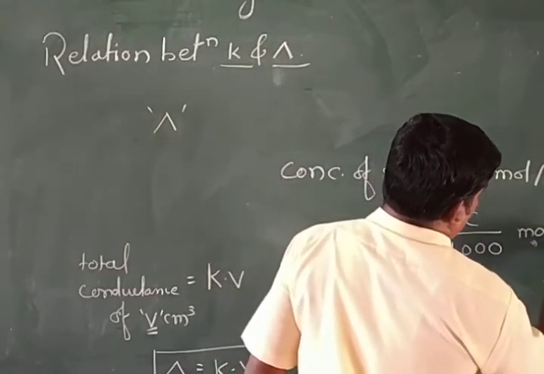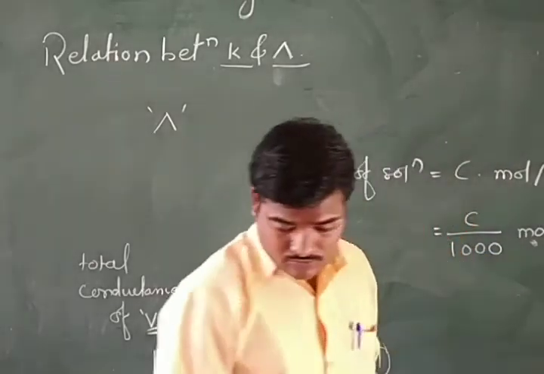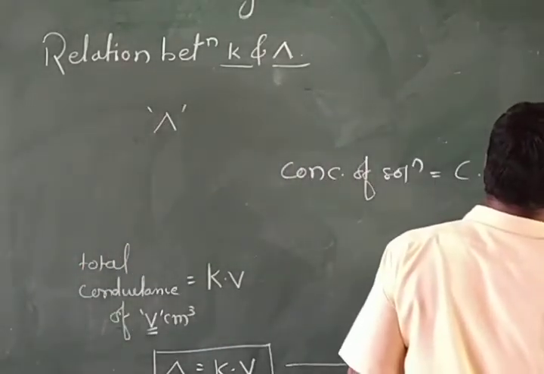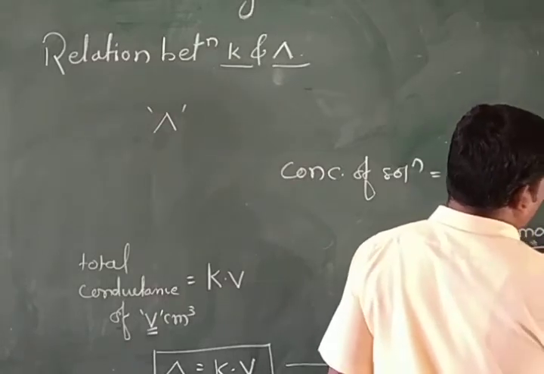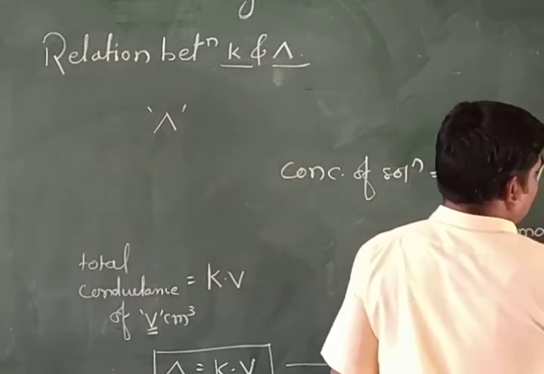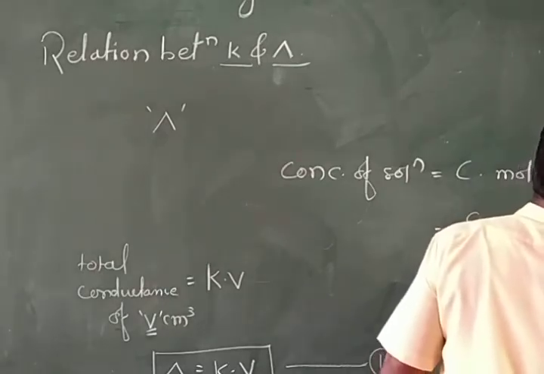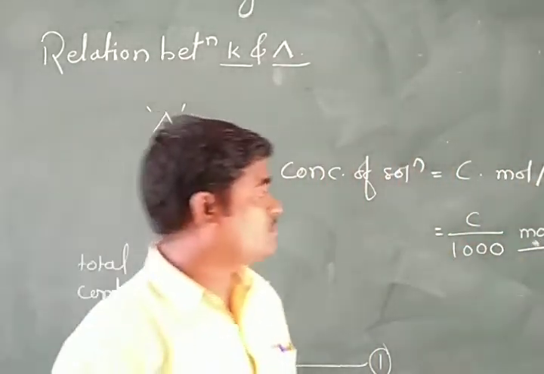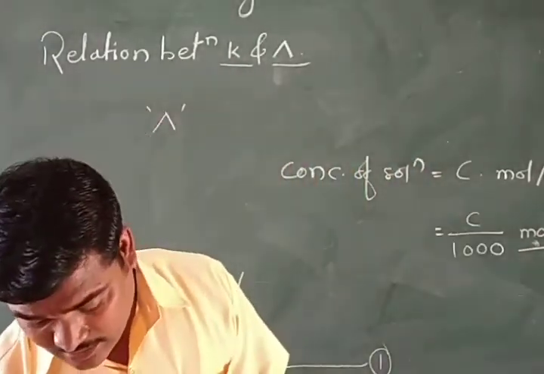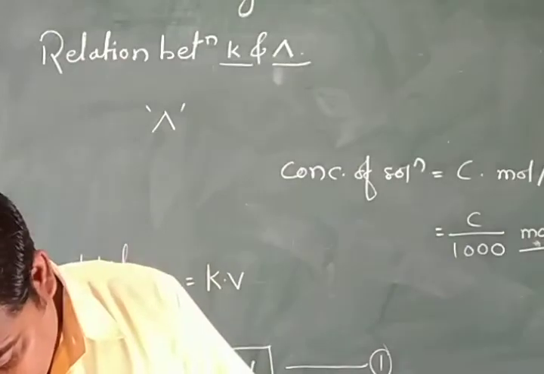Then we can define it as mole into cm raised to minus 3, or instead we can write mole per cm cube. In two ways we can write its unit, either one. So this is the concentration.